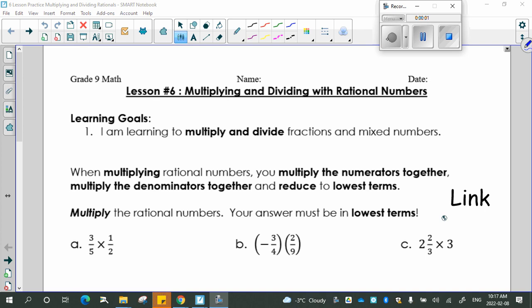can multiply and divide rational numbers, fractions and mixed numbers. So when you multiply rational numbers, that's the easiest one. You multiply the numerators together, multiply the bottoms together, and then see if you can reduce. Okay, that's the easiest one.